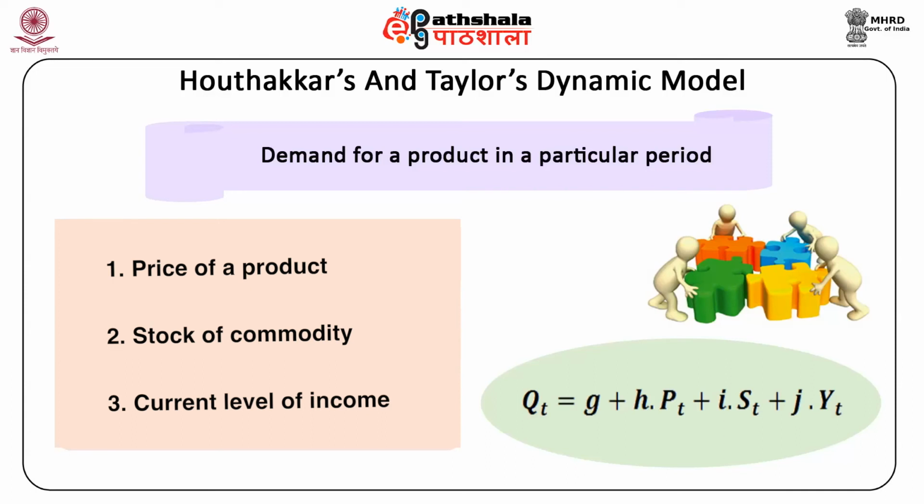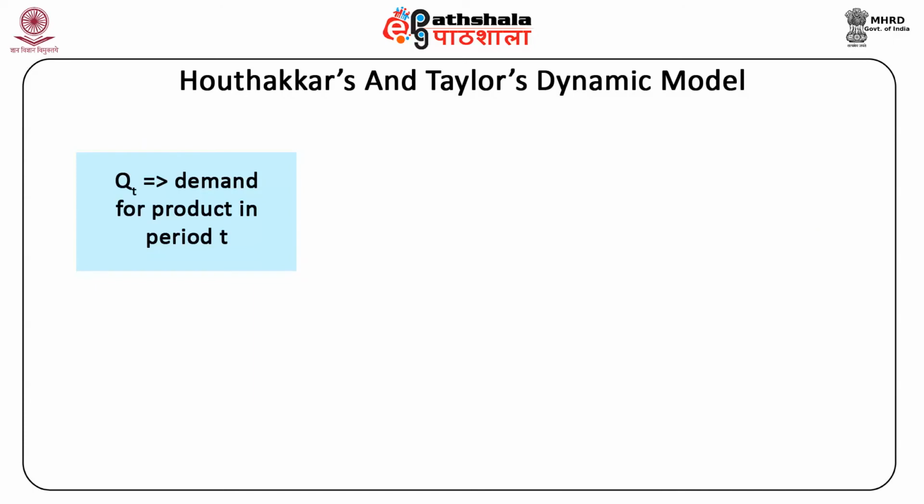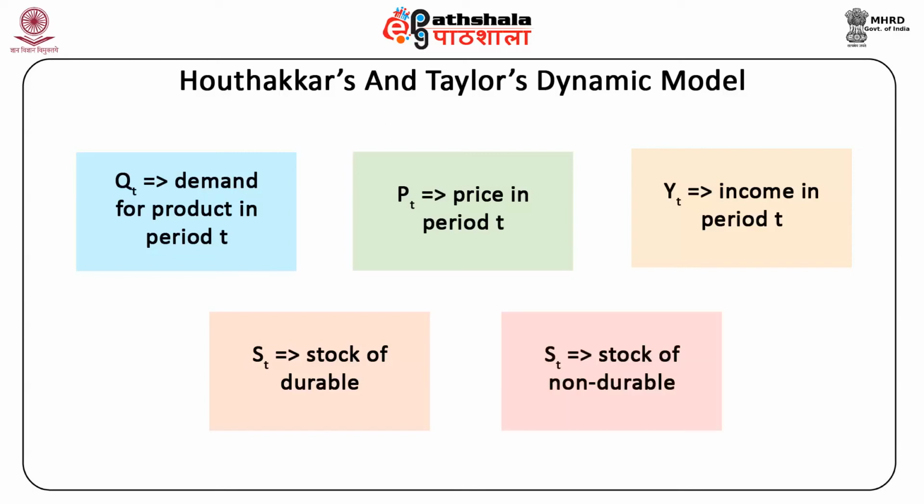where Qt is the demand for the product in period T, Pt is the price in period T, Yt is the income in period T, St is the stock of durables if the demand function refers to durable goods, and St is the stock of non-durables if the demand function refers to non-durable goods.